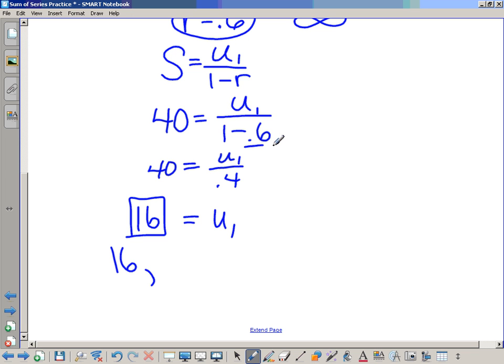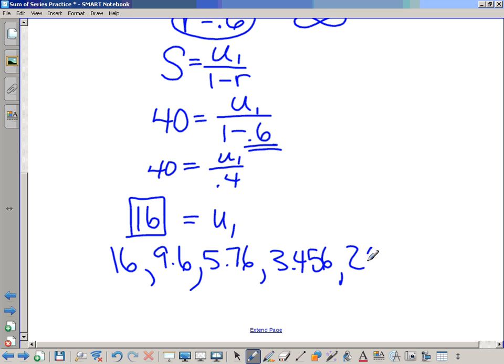The first term times that common ratio. Next term would be 9.6 times 0.6 is 5.76, 3.456, and then 2.0736. Those are the first 5 terms of that series.